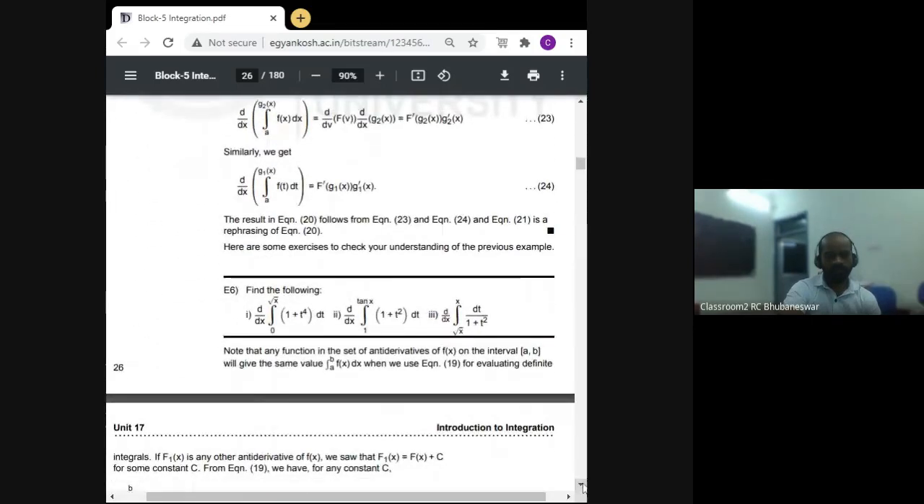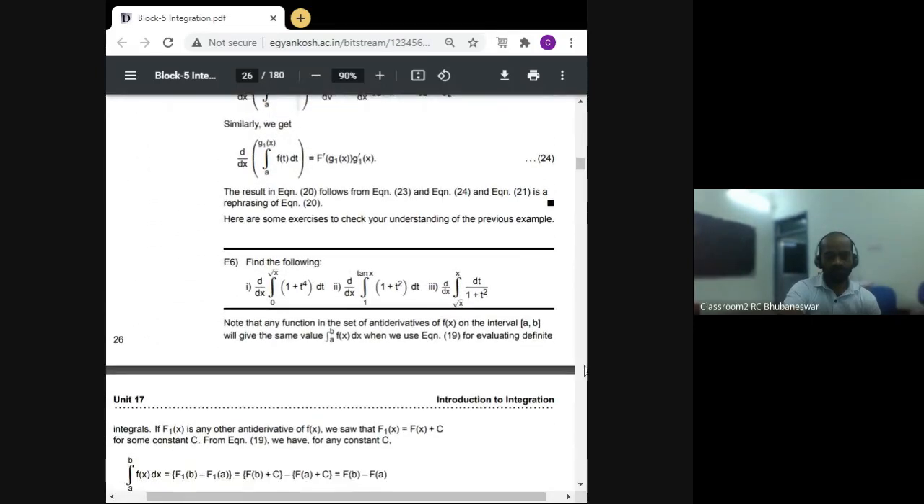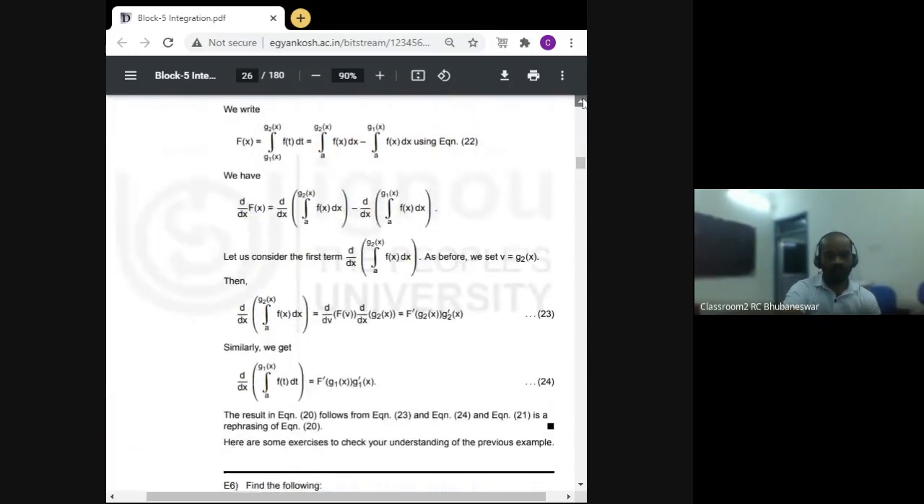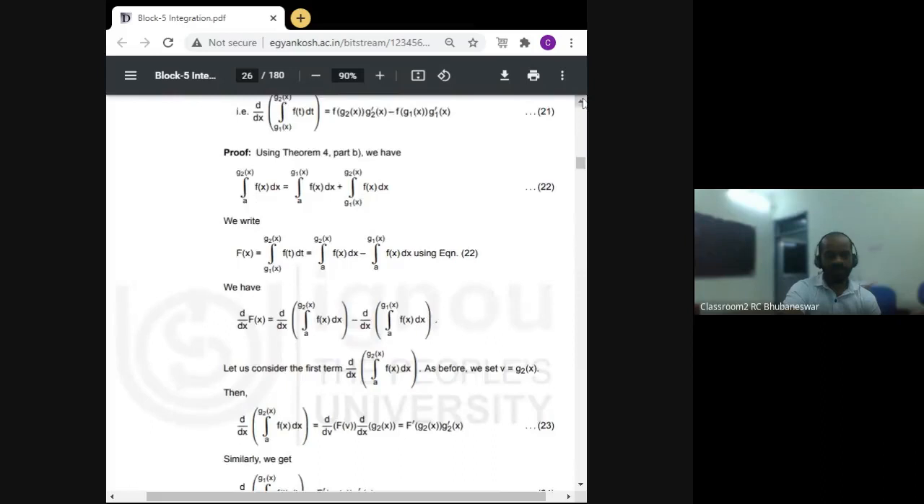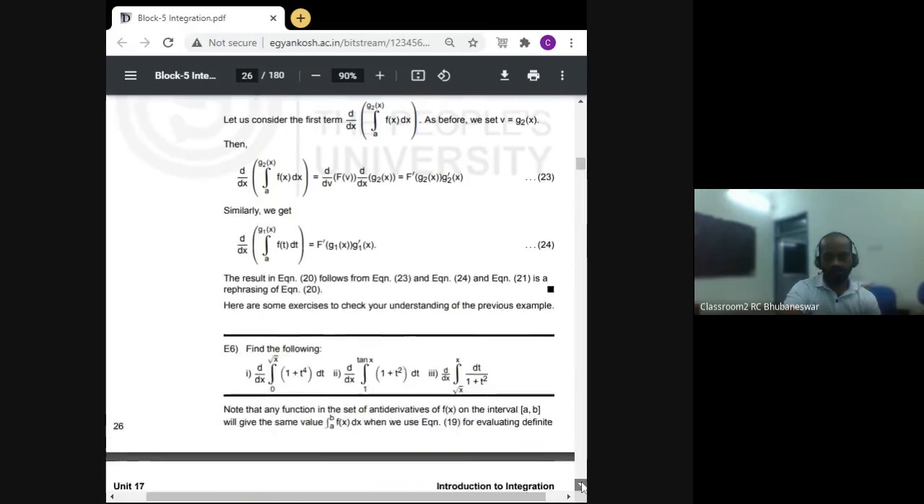The proof is already given, and we can prove it using the product rule of differentiation, which was discussed very simply. Here we are using theorem number 4. The function is represented from a to g2 and from g1 to a. That means we subdivide the interval in terms of a constant term to prove the result of this theorem.